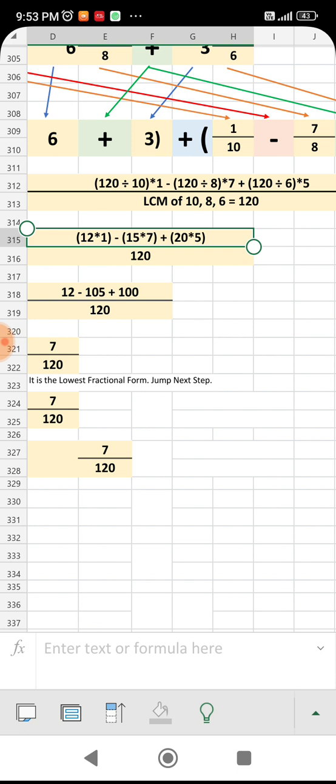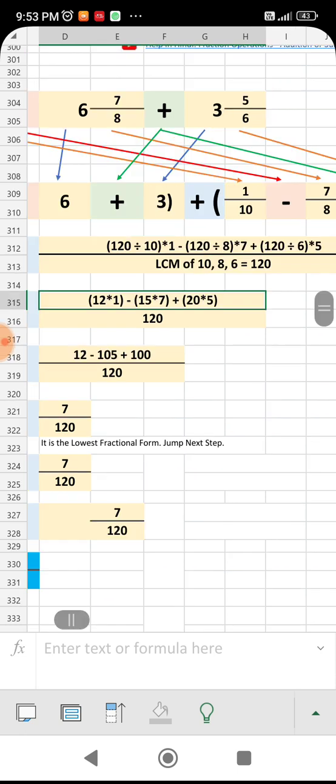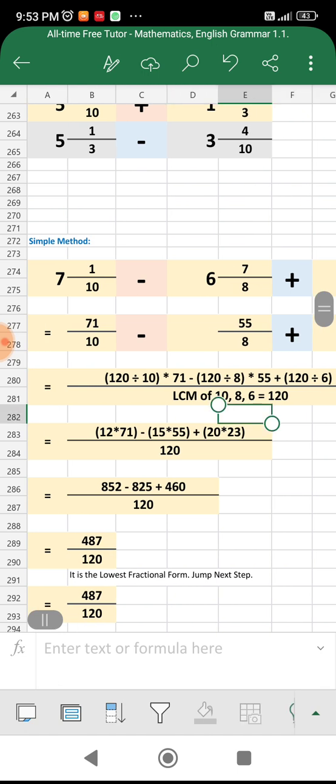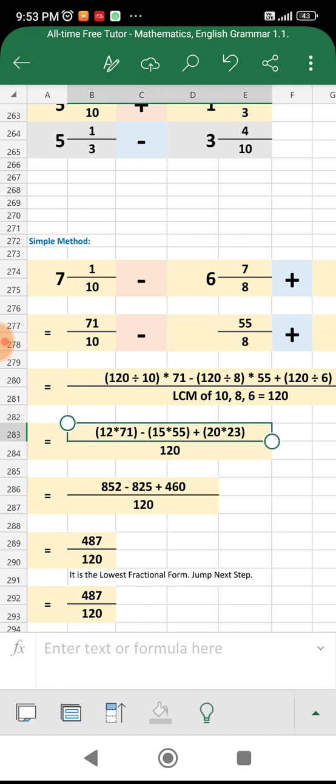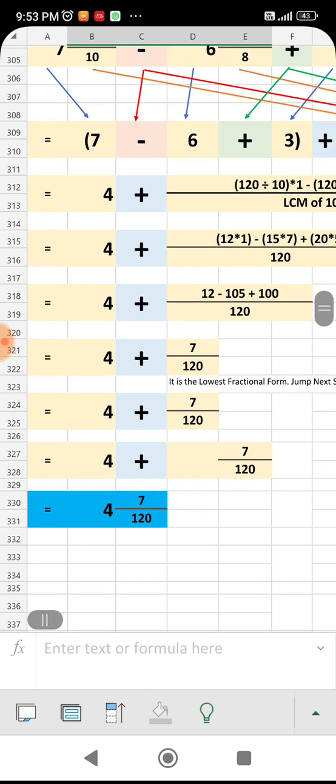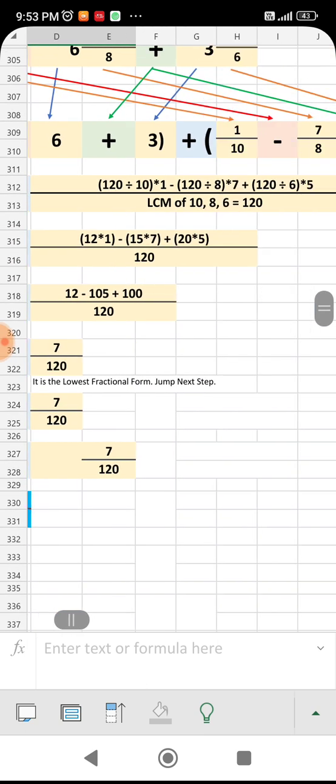Is not this multiplication easier? Or is this multiplication easier? What do you say? Which multiplication is easier? The simple method is not a simple method. The simple method has a very good chance of making mistakes.